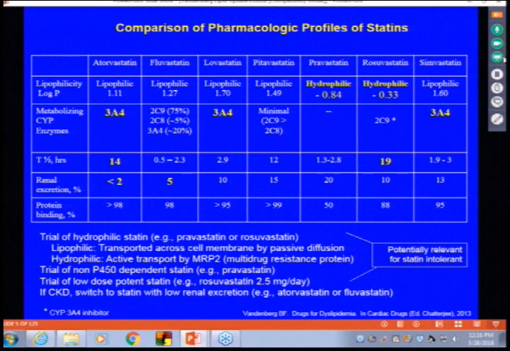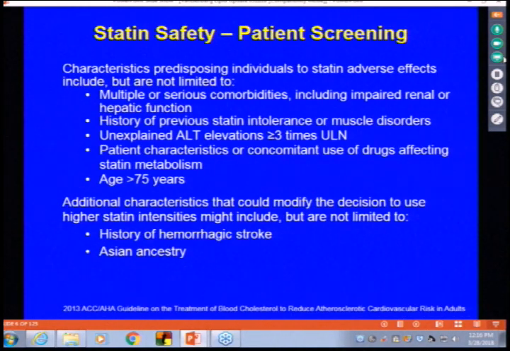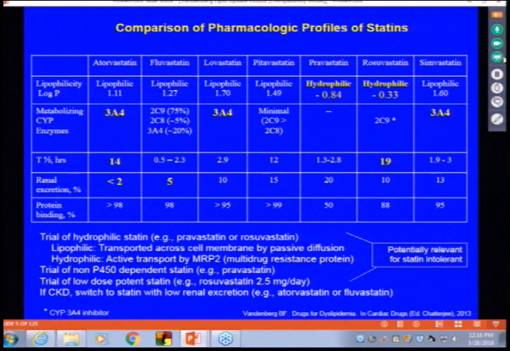The half-life is used in one of the strategies for statin-intolerant patients, where we do intermittent dosing. If you do intermittent dosing of a long-acting statin, like atorvastatin or rosuvastatin, and give that twice a week instead of daily, the lipid clinics that have reported this, and I'll show you that in a minute, find that 80% tolerate that kind of a strategy.